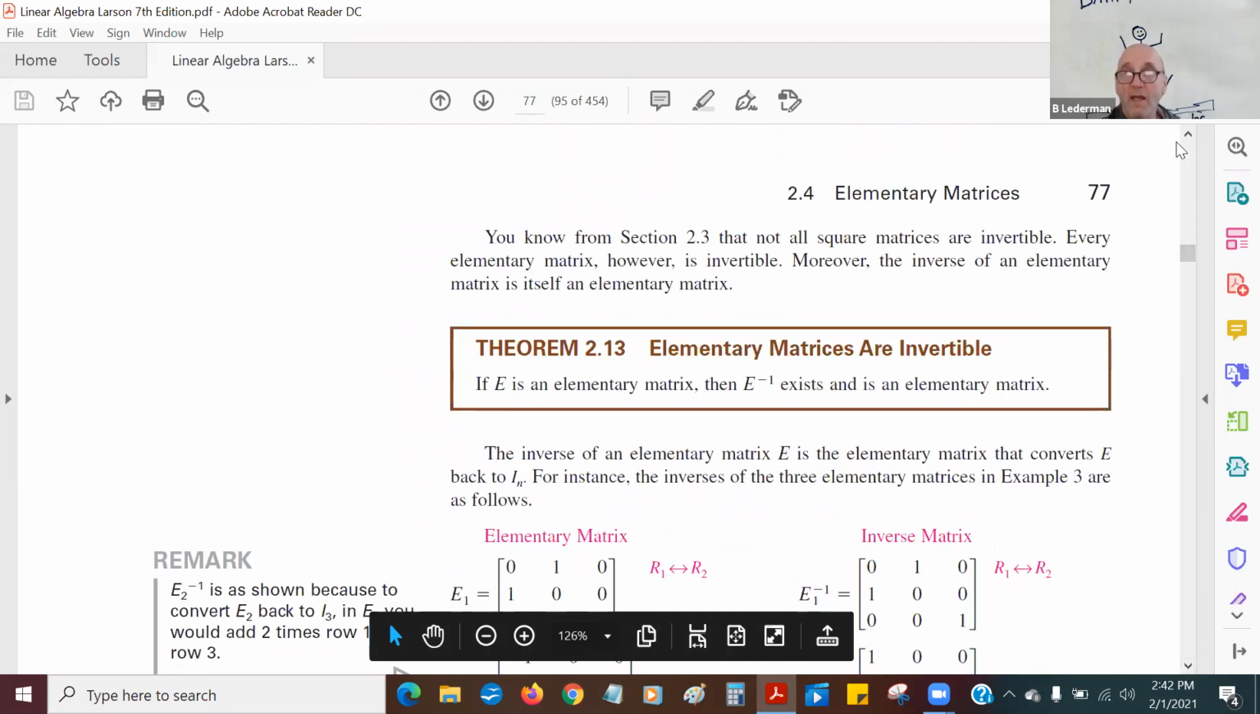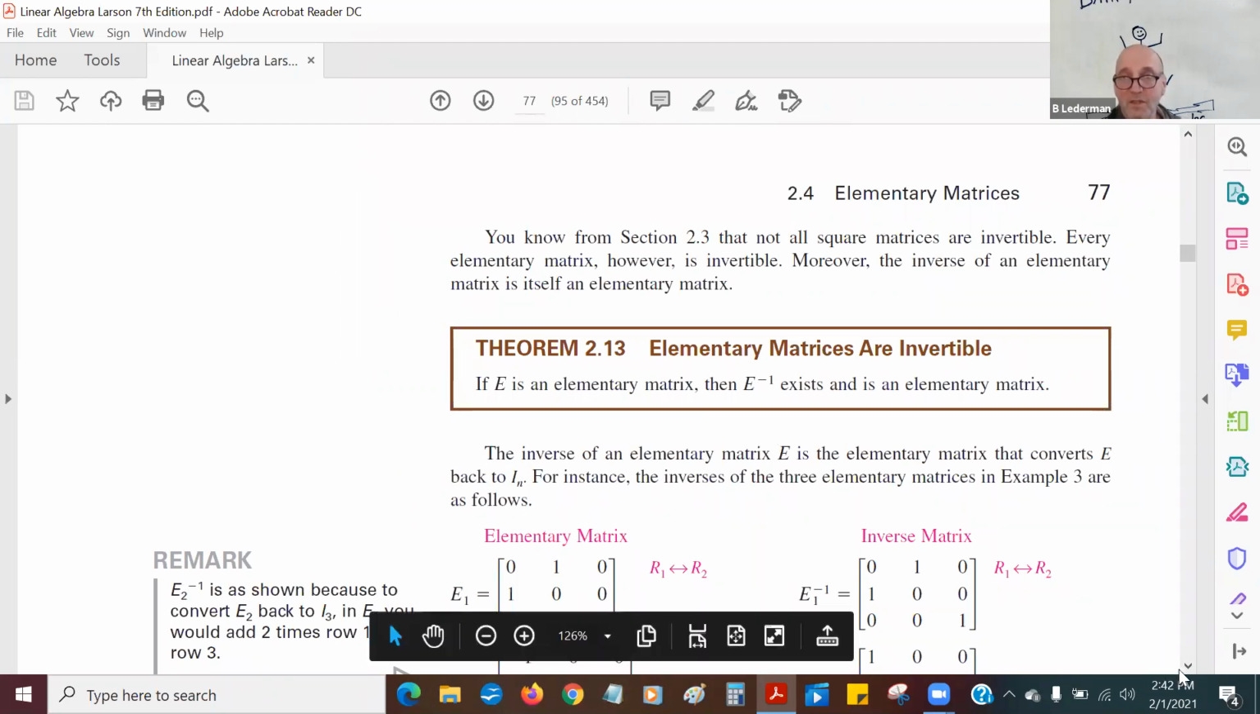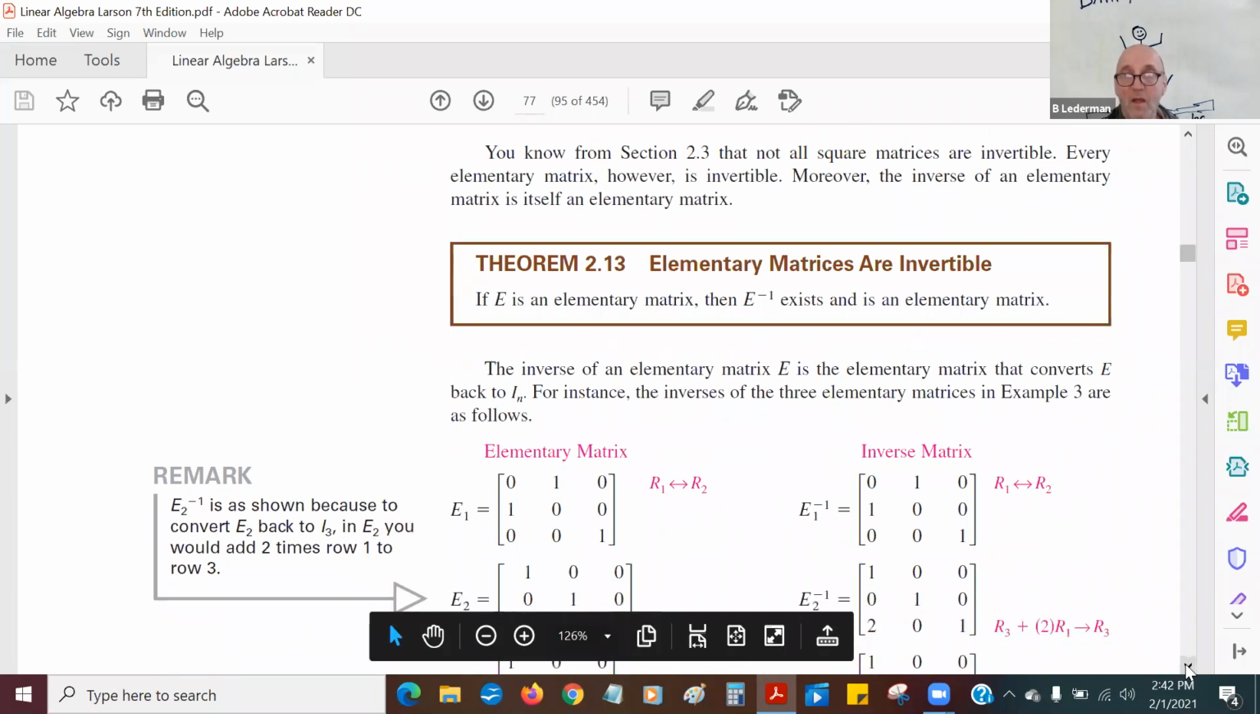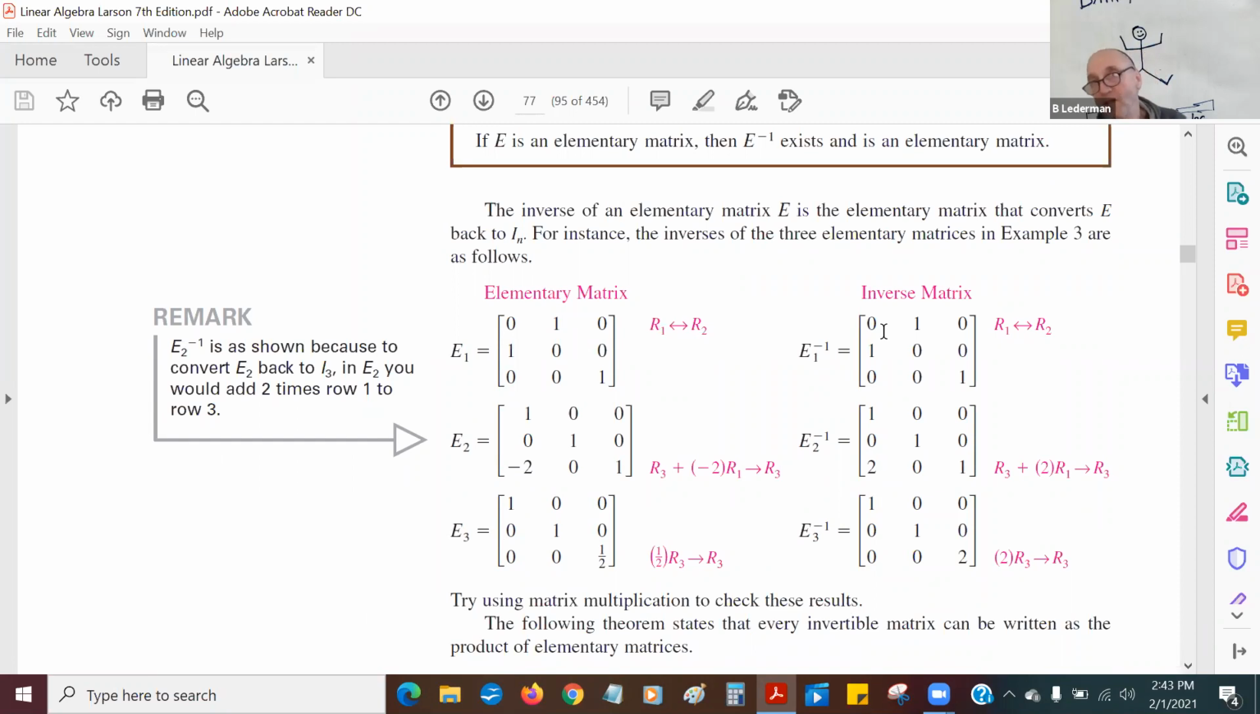Okay, and we're going to learn now that elementary matrices are invertible, and it's actually kind of easy to see that. Let's just look at this. Here my basic one is switching two rows. Well, the inverse is to switch them back. So actually the inverse is the same as the original thing, just switch them back.